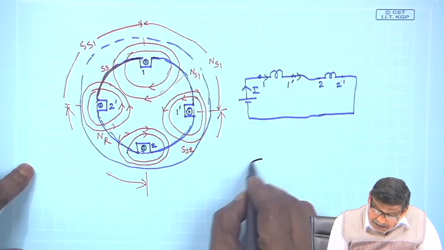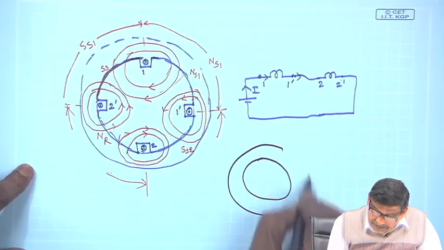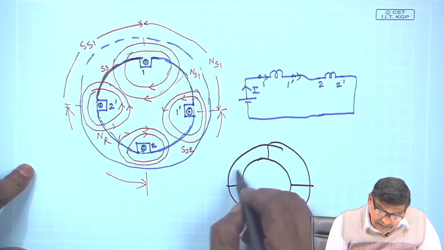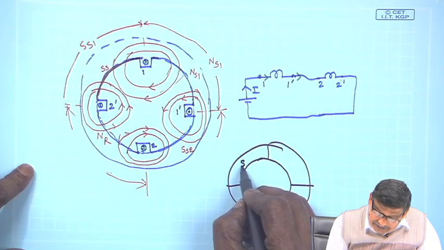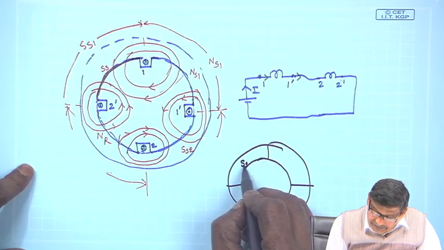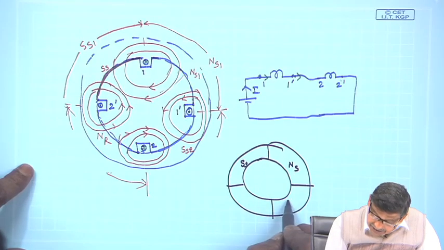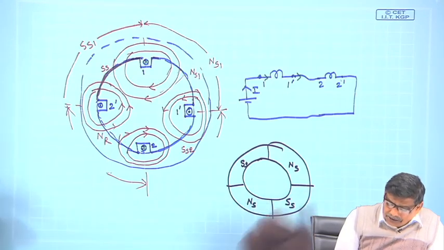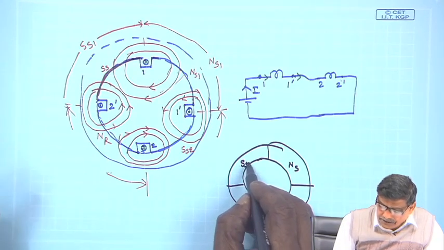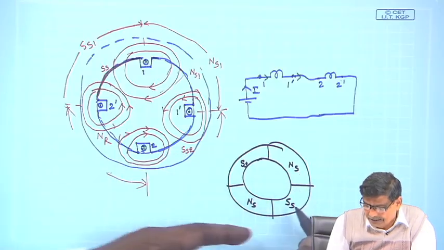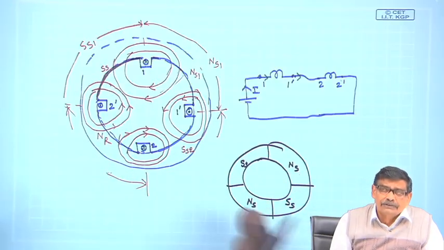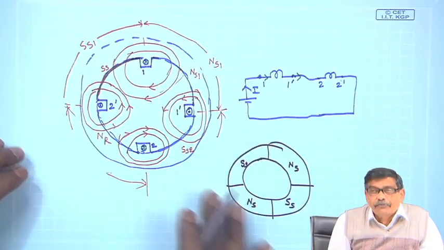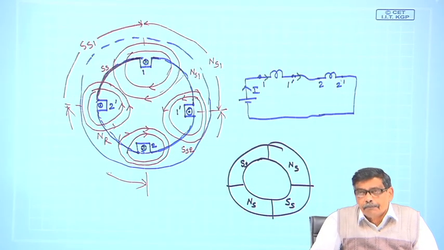So, ultimately what I have done is this quarter is a south pole SS, this is NS, once again SS, and this is NS. If you want to distinguish between them, SS1, NS1, SS2, NS2, that will not be necessary. So, this is how I can make a full 4 pole arrangement.